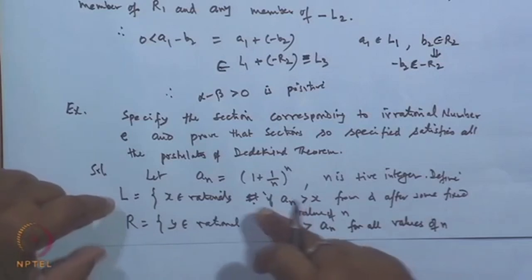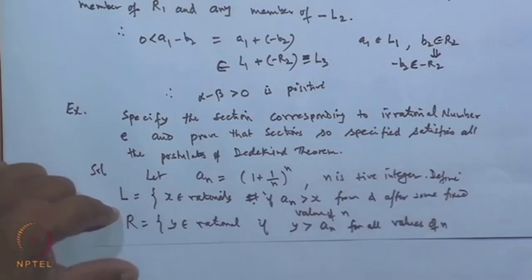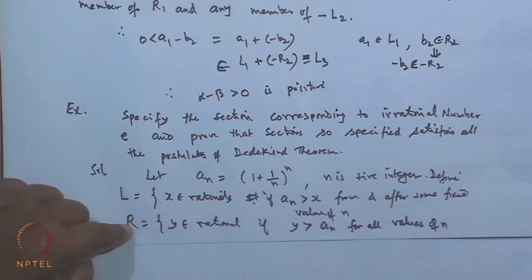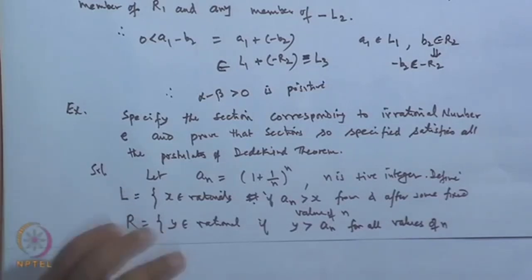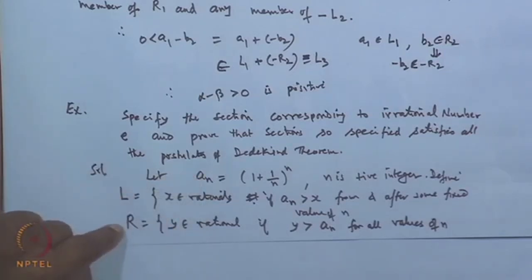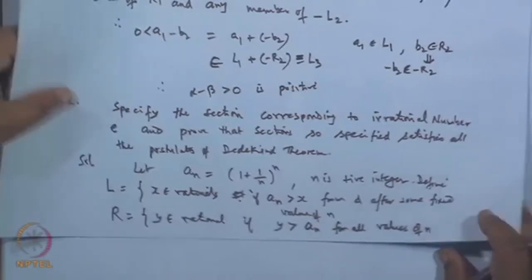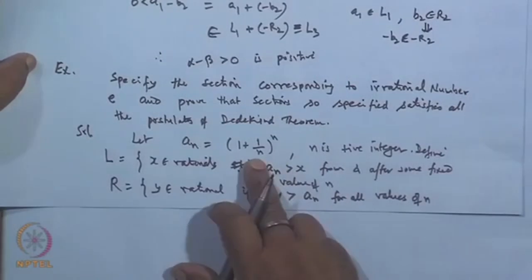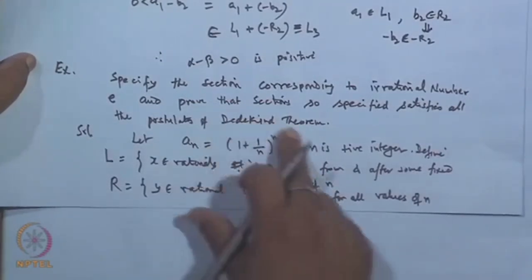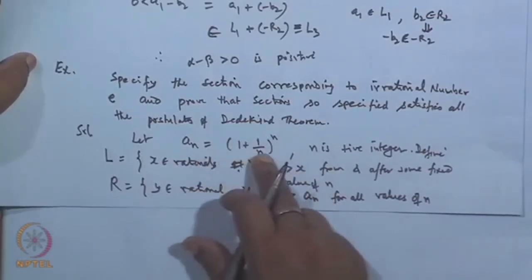We claim that this section, the way in which we have defined it, will satisfy all the conditions of Dedekind's theorem. So, what is the first condition? Both the classes L and R must be non-empty. So, there must be at least one element available in L, as well as some element of a_n must be in R. Now, what is n? n is a positive integer. If I take n any positive integer, this sum will always be greater than 1. When n is greater than 1, this number will always be greater than 1, is it not?